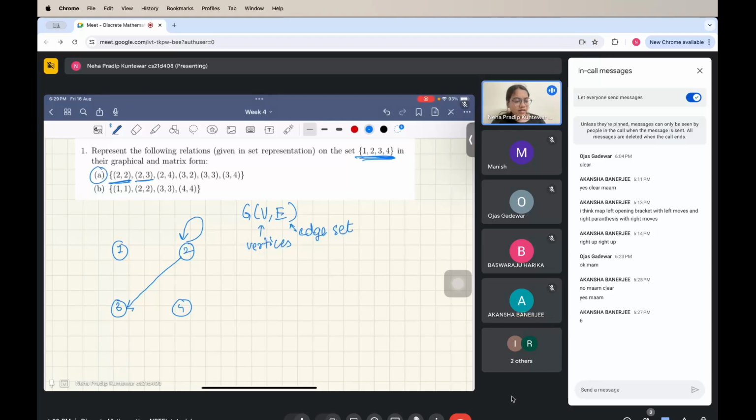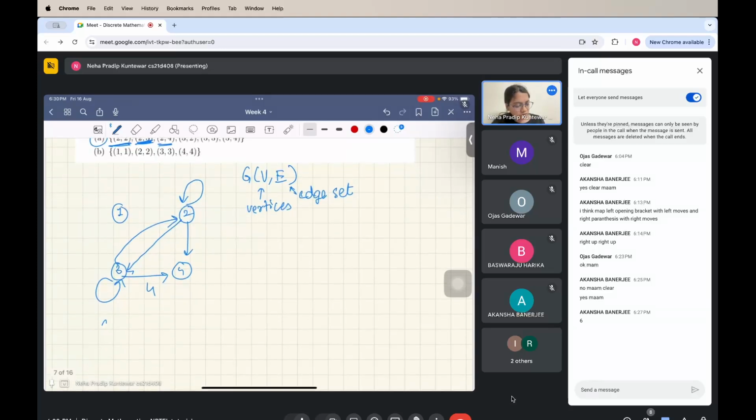Note that this is directed because (2, 3) being in the set is not the same as (3, 2) being in the set. In this case it so happens, but in general it need not be. So the other edges would be 2 to 4, then 3 to 2, 3 to 3, and 3 to 4. So this is the graphical representation.